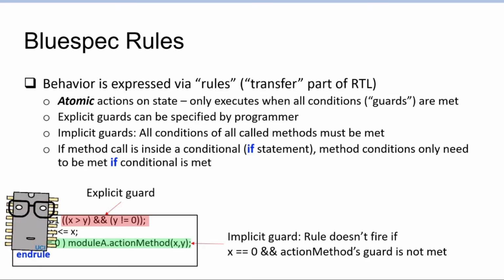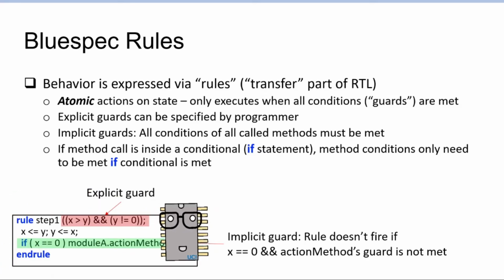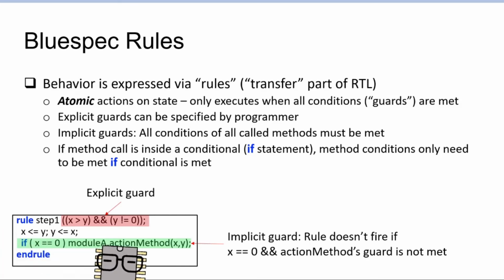But on the other hand, if the explicit guard is met, X does not equal 0, and we don't go into this if statement, then it doesn't matter if the action method's guards are met or not. So in that case, the swapping will happen even if the action method's guards are not met, because due to this if statement, we didn't need it. We didn't need to execute this at all. So basically, this is a transaction.